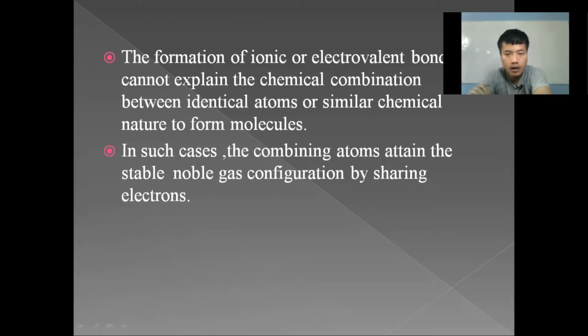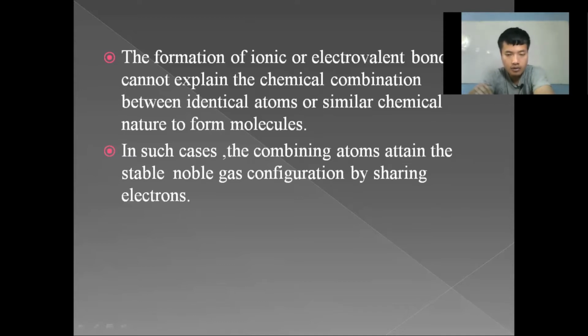The formation of ionic or electrovalent bond cannot explain the chemical combination between identical atoms or atoms of similar chemical nature to form molecules. In electrovalent or ionic bond, one atom gives electron and the other atom takes electron. But when it comes to the same element, say for example, hydrogen, hydrogen has only one electron in the outermost shell. When two hydrogens come together, they cannot give or take electrons, and electrovalent or ionic bond cannot explain this chemical combination.